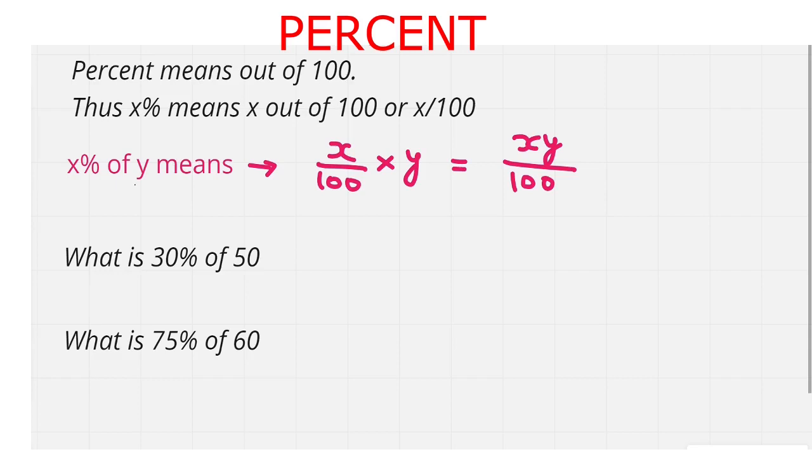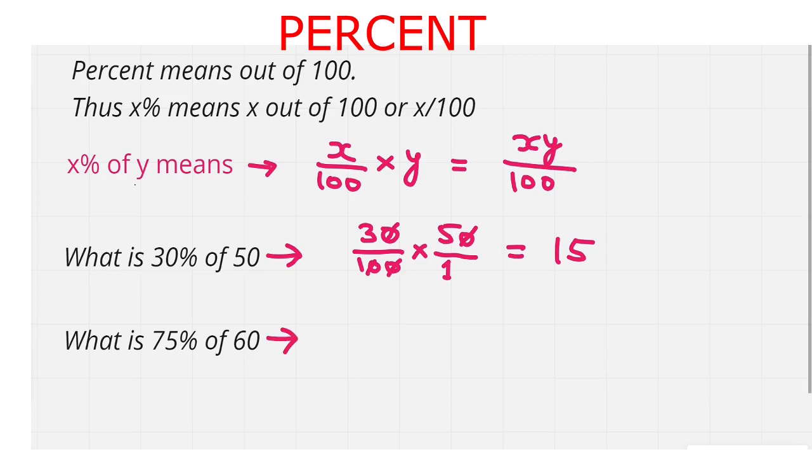For example, what is 30% of 50? Here 30% is x percent, and of 50, 50 is in place of y. So what we have to do? We have to multiply y with x divided by 100. Here 30% is x, so we write 30 upon 100 multiplied by 50, as we have to calculate 30% of 50. Here these two zeros are cancelled with the two zeros of the denominator, and this comes out to be 15. Thus 30% of 50 is 15.